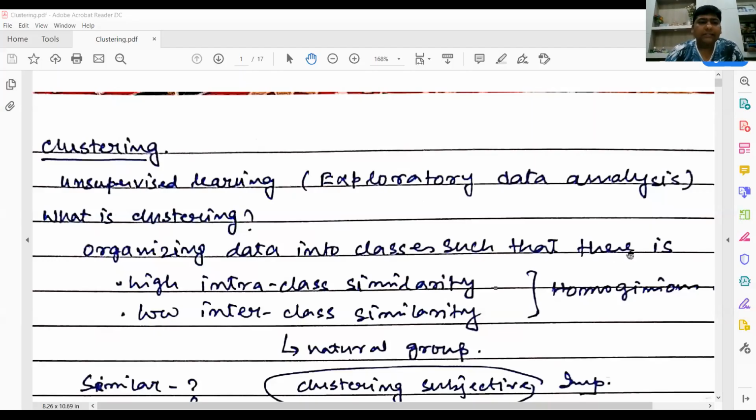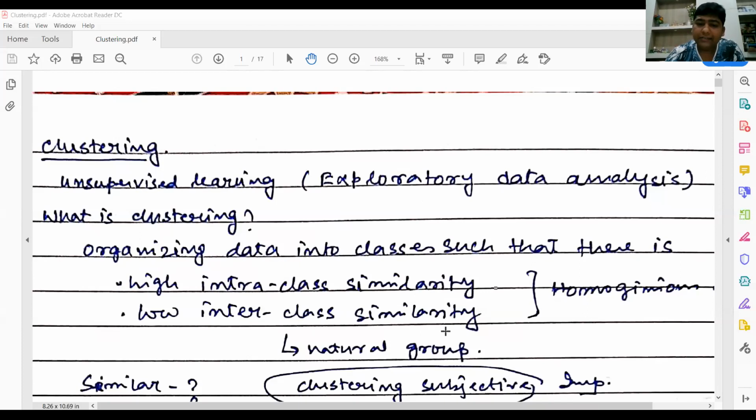So now we can define what clustering is. It is basically an unsupervised learning procedure. I already said that clustering is an unsupervised learning algorithm. Now come to the basic definition of clustering: organize data into classes. This is the most important part. Organize data into classes such that there is high intra-class similarity and low inter-class similarity.